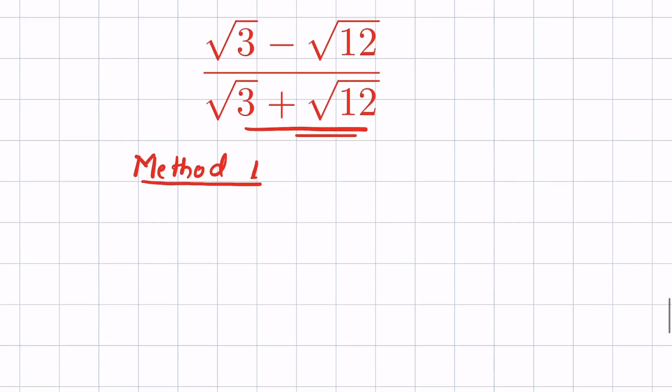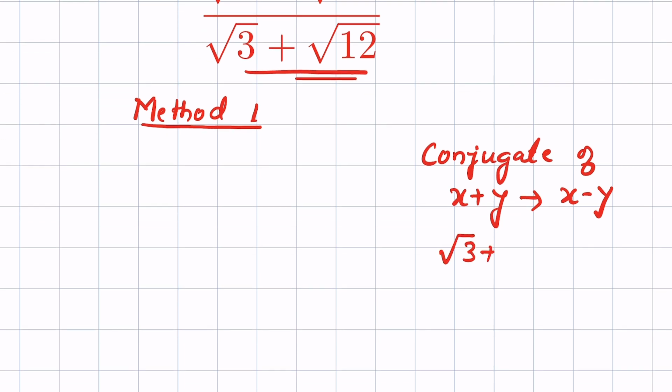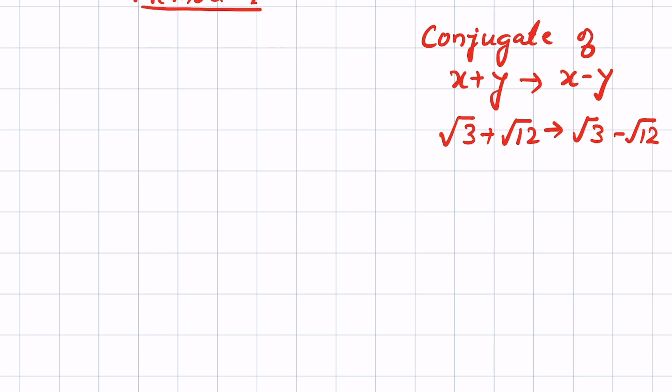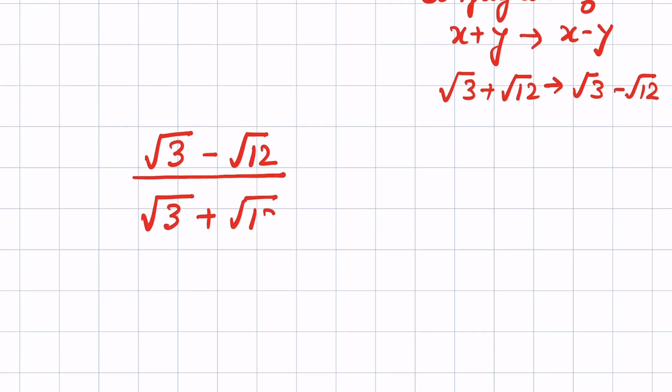To rationalize the denominator, we have to multiply and divide it by the conjugate of the denominator. So conjugate of x plus y is x minus y. So conjugate of square root of 3 plus square root of 12 will be square root of 3 minus square root of 12. So let's divide and multiply by this conjugate. So it will be square root of 3 minus square root of 12 upon square root of 3 plus square root of 12 times square root of 3 minus square root of 12 upon square root of 3 minus square root of 12.